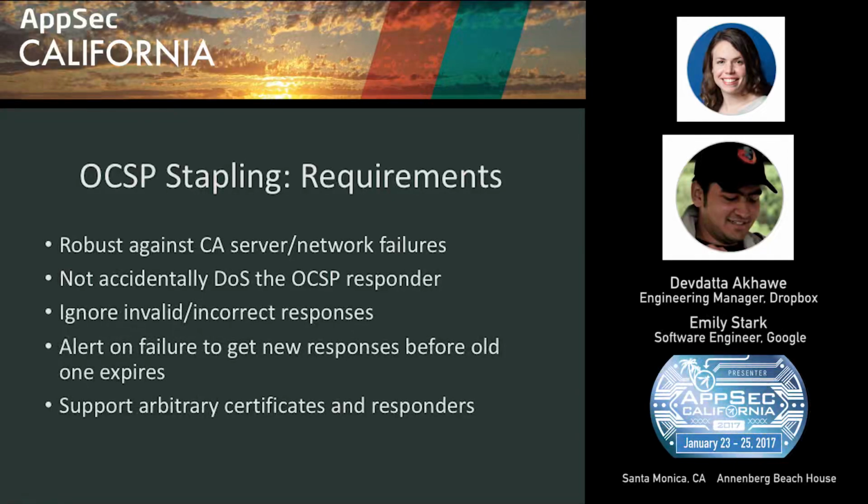Right? We want to be robust against the certificate authority servers being down. We use Digicert, which is great, but Dropbox's uptime is way higher than Digicert's uptime. Facebook's uptime is way higher than Digicert's uptime. We can't rely on the CA's uptime. We also don't want to DOS the CA by just repeatedly asking it for OCSP responses. This is actually another risk that has appeared in the past.